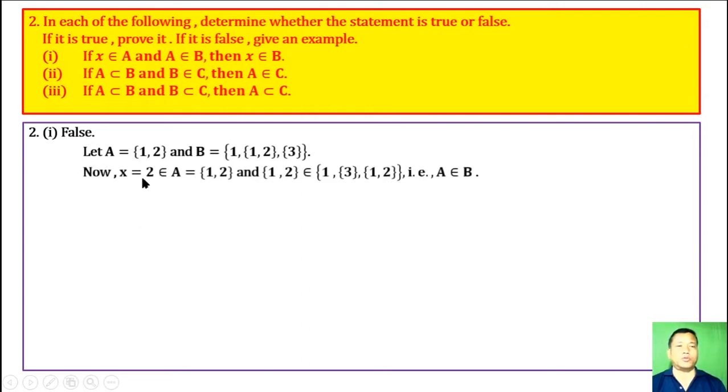Now X equal to 2 is from A, and the set A is also an element of set B as given. That is, A is an element of B. However, 2 is not an element of the set B.